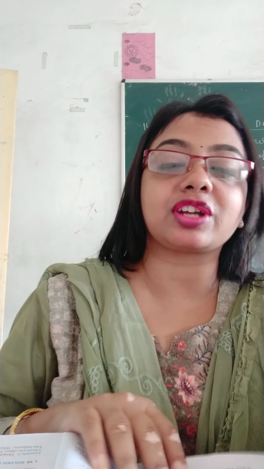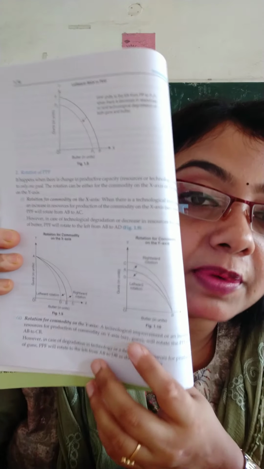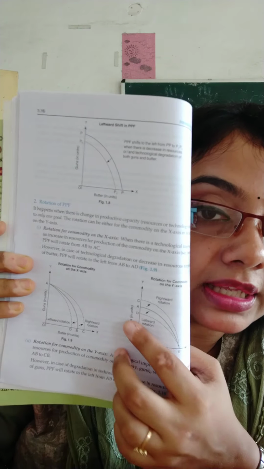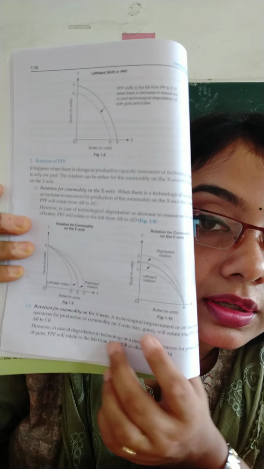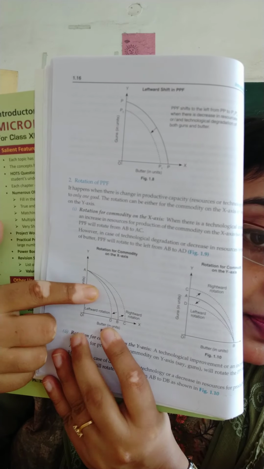Now suppose there is increase in the resources or upgradation in the technology for butter. So if there is upgradation in technology or increase in resources for butter, what will happen? The butter production will increase, not the gun production. So when there is increase in the butter production, how will this PPC curve rotate? See, the PPC curve will rotate in this way. Can you see? See, this is the way.